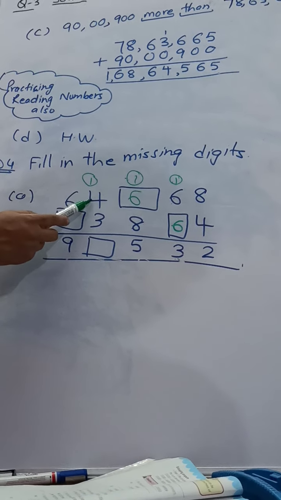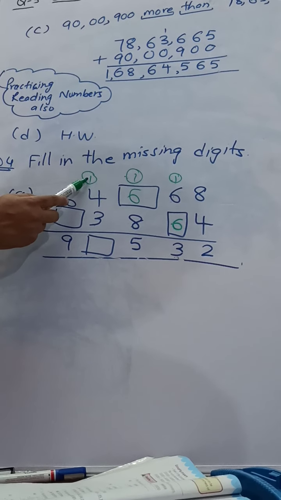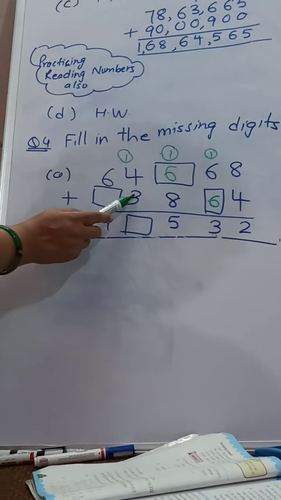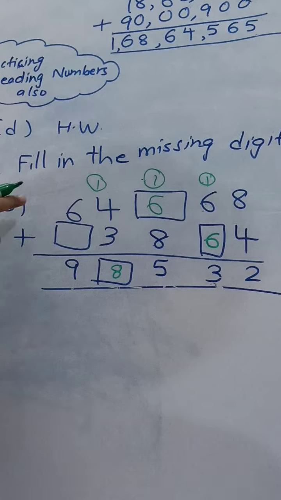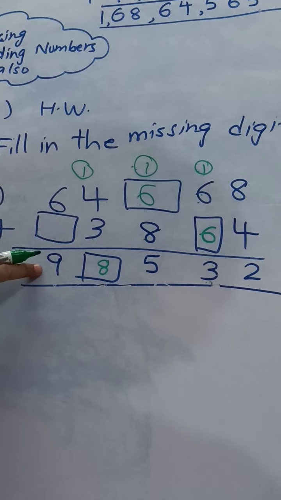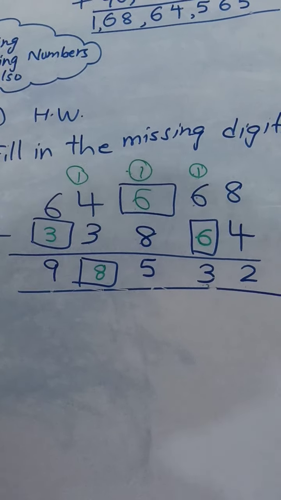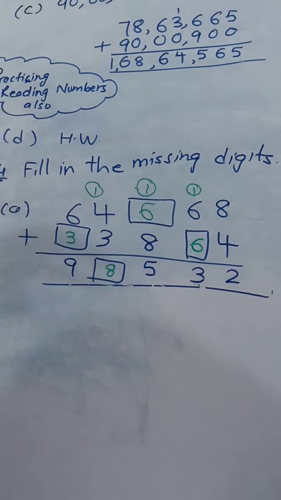Now we have 4 plus 3, 7. 7 and 1 is 8. Let's see again. 4, 5 and 3, 8. So in this blank we will have 8. Now 6 plus some number has to be 9. What is that number? It is 3. So similarly, you will be filling up these boxes.